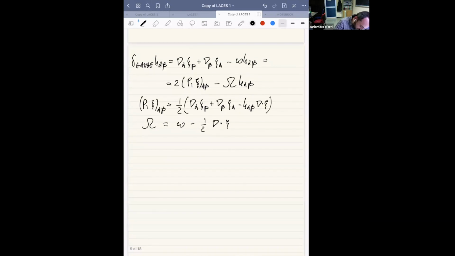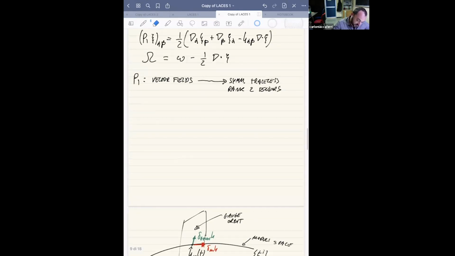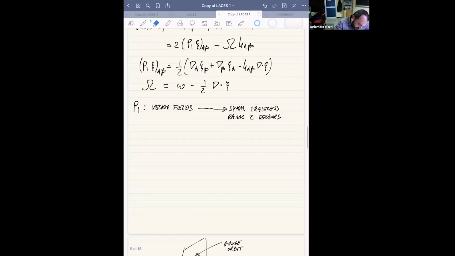Note that P1 is a differential operator that acts on vector fields and associates to them a symmetric, traceless, rank 2 tensor. So this defines completely what is the gauge variation of the two-dimensional metric. Very good.